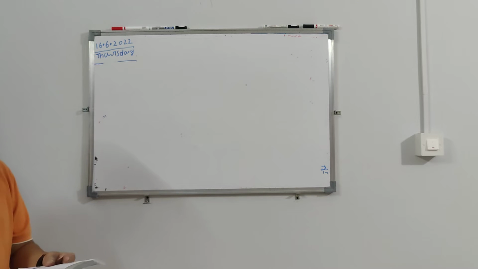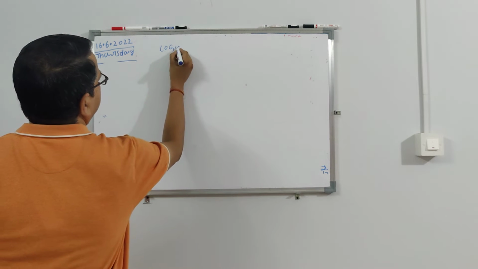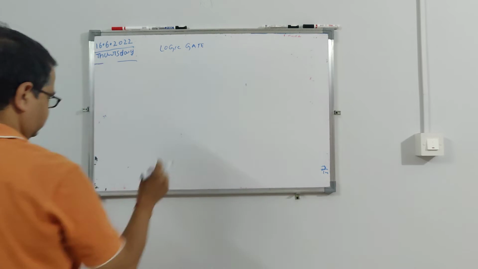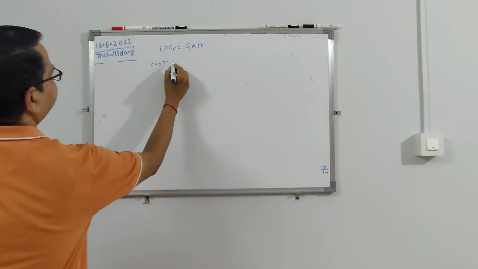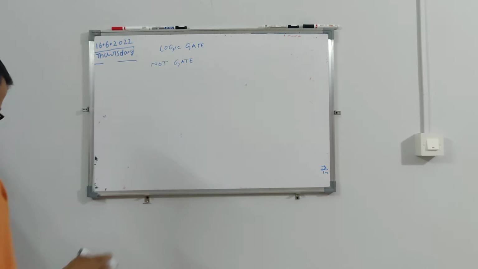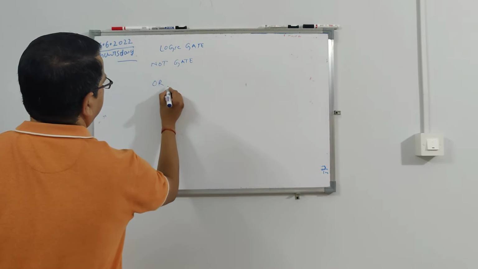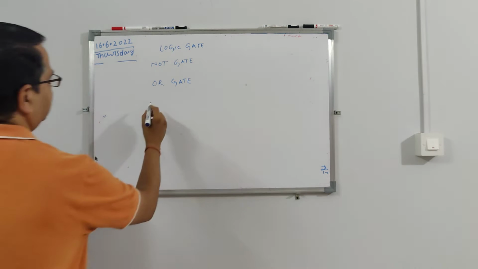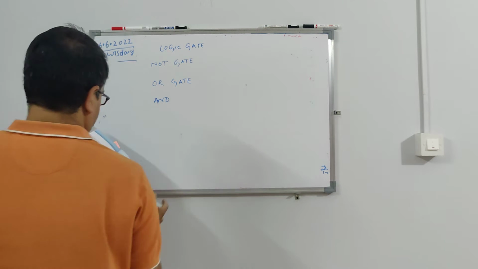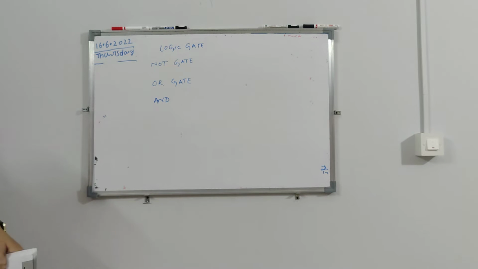So you have NOT gate, OR gate, AND gate. You want the gates revised. So logic gates. You have different types of gates: NOT gate, OR gate, then comes AND. These are different devices used in digital electronics.